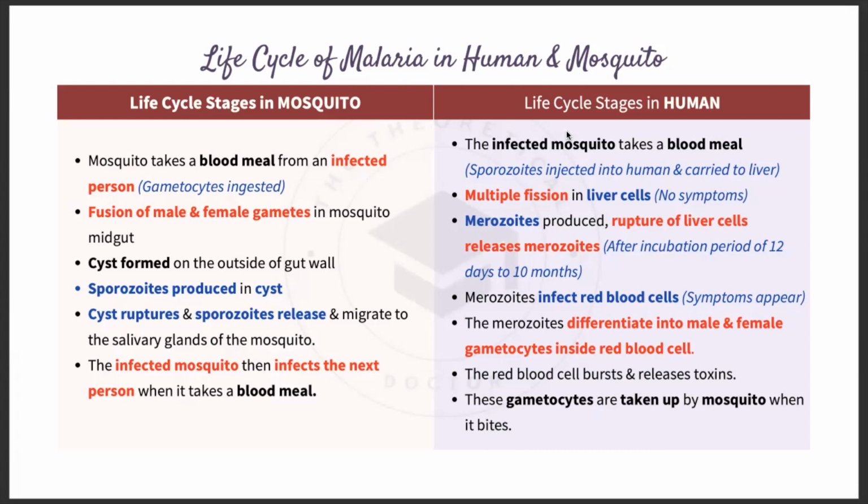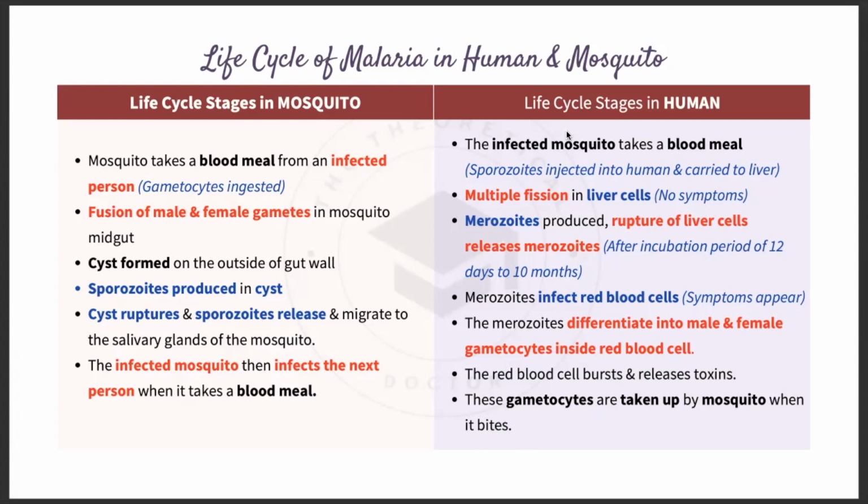So now this infected mosquito flies around. It just wants to suck on blood. So it goes to another human. So this infected mosquito takes a blood meal. So remember, sporozoites are formed in the mosquito. What happens is these sporozoites are then injected into the human and carried to the liver. Multiple fission in liver cells occurs. So they will grow, they'll multiply, they will reproduce asexually. So still no symptoms. The person won't have any symptoms, no fever, nothing. After they have multiplied, merozoites are produced.